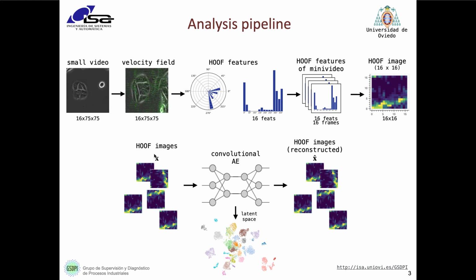Finally, all the images are projected on a latent space using a deep convolutional autoencoder. This latent space represents a manifold that captures the main factors of variation in the small videos, allowing us to organize them spatially in an insightful manner.